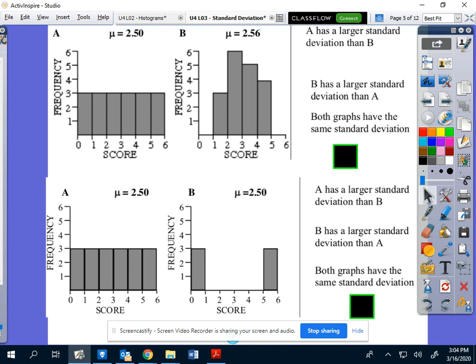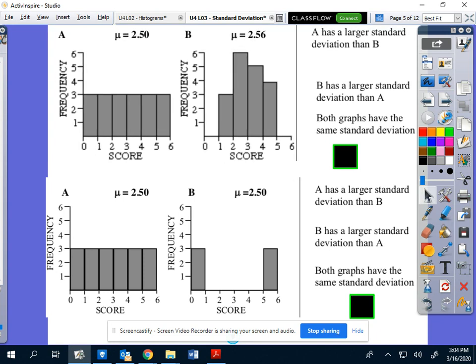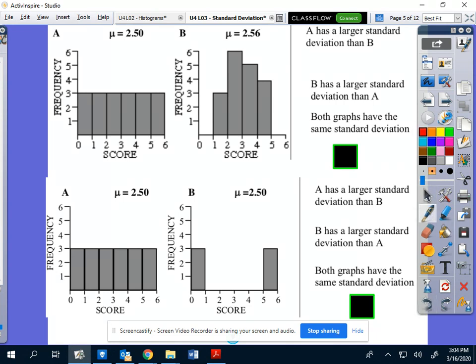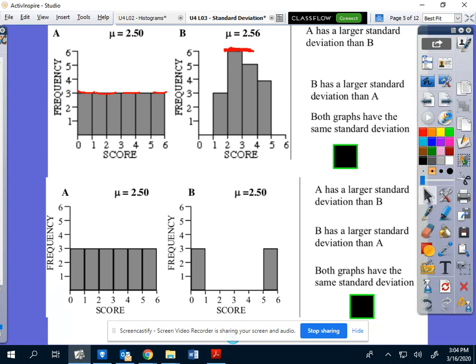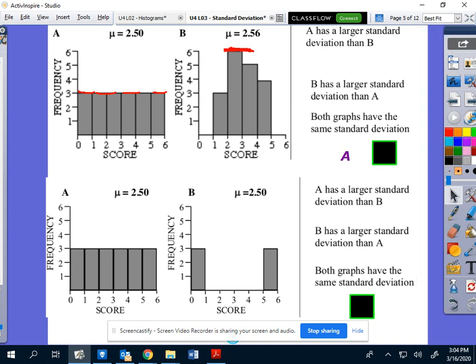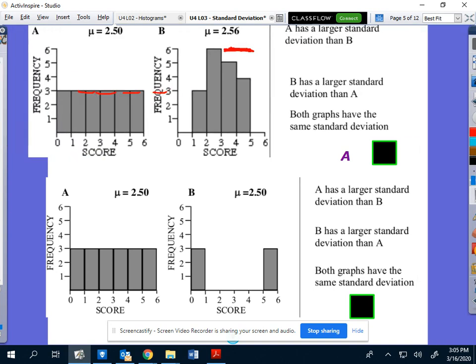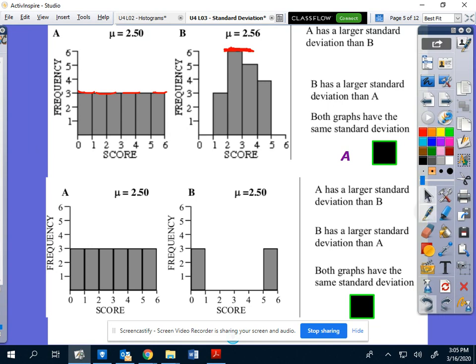So looking at these right here, our first one, graph A, is very uniform. Our graph B is a bit more normal. So in this case, even though these have higher frequencies, high frequencies don't mean high standard deviation. This is actually more spread out. This data value here is more spread out. So in this case, graph A is going to have the larger standard deviation.